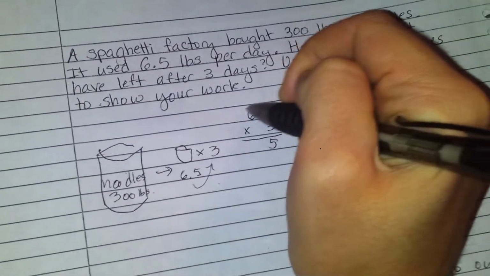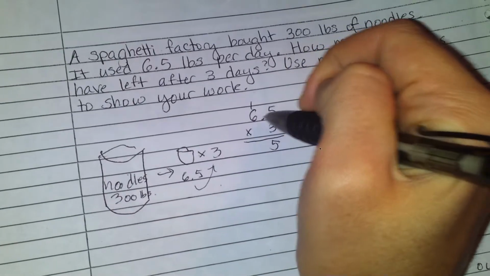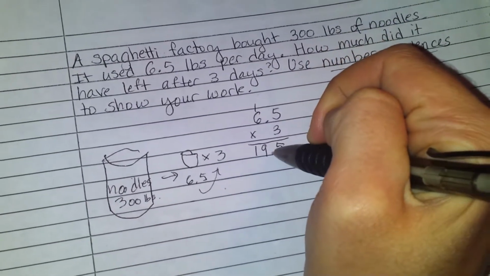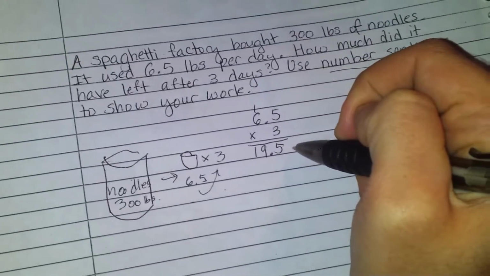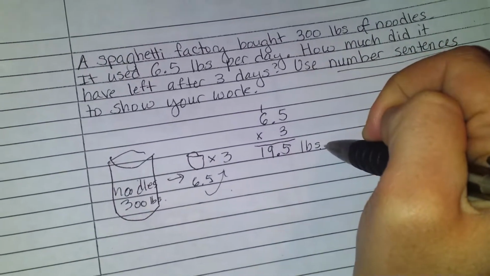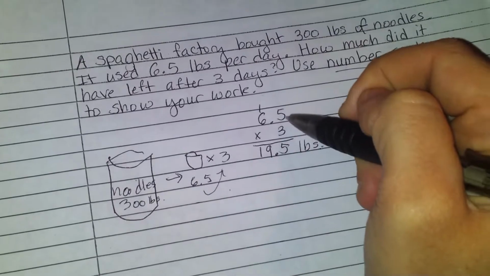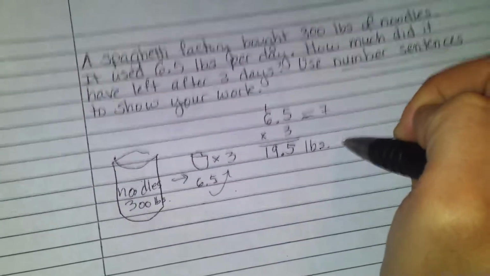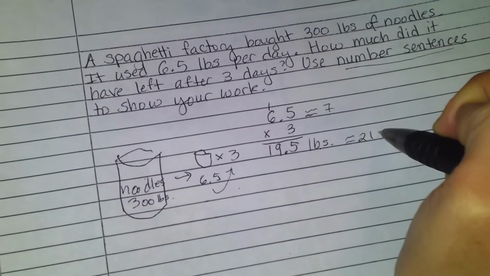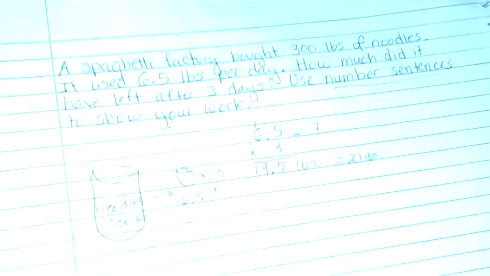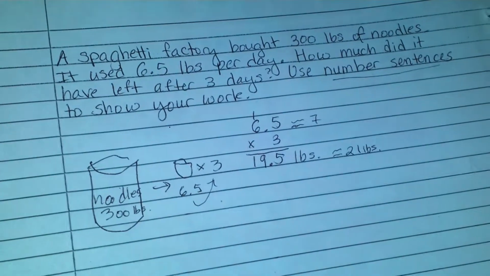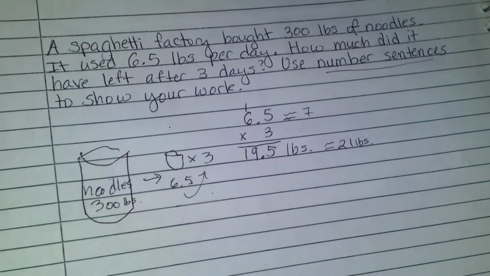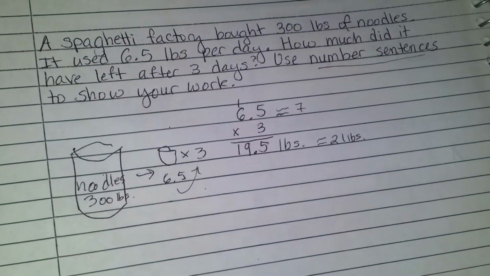3 times 5 is 15, so we put our 1 at the top. 3 times 6 is 18 plus 1 is 19. And we don't want to forget our decimal, that's 19.5 pounds. Just to double check our work, 6.5 is close to 7, and 7 times 3 is 21. 19.5 is close to 21. So now we know how many pounds of spaghetti they used.